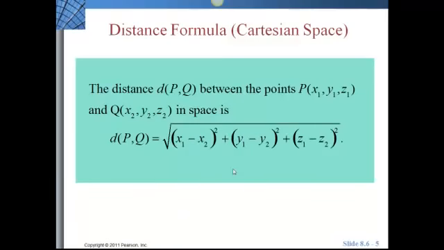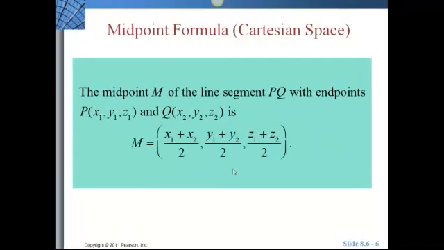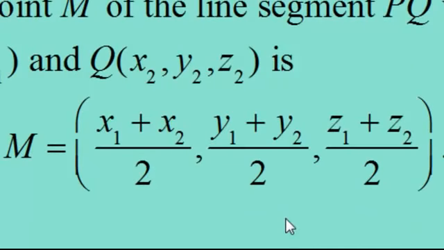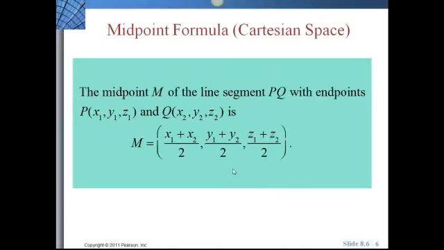When we are finding distance in 2 dimensions, we subtract the x's and square them, find the difference between the y's and square it, add them together and take the square root. We do the same thing in space, we just add in our third coordinate, or our z. Midpoint, same kind of thing. To find the midpoint of a line, you find the average of the x's and the average of the y's. Now we have a point in space, so we'll find the average of the x's, the averages of the y's, and the average of the z's.